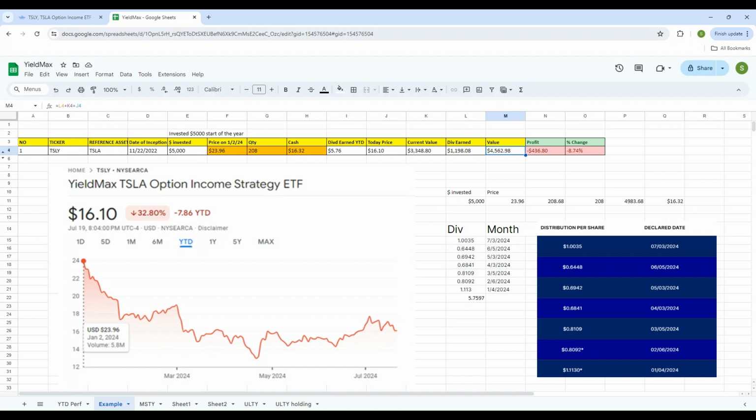So I had $4,562.98. The $5,000 that I invested at the start of the year, January 2nd, 2024, in Tesla is worth only 4,562. What that means is, if I put $5,000 here, it's only worth this. That means I'm losing $437 because it's less than $5,000. That is a change of almost 9%. So TSLY lost money if I invested it at the start of the year.